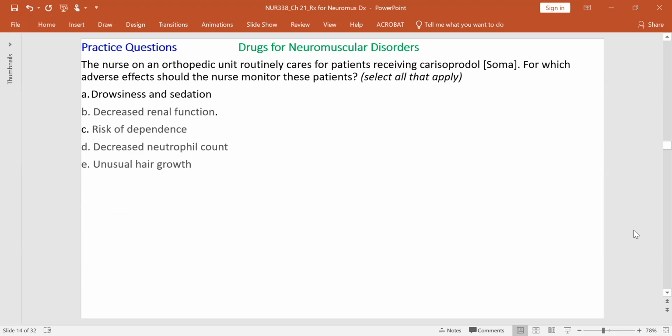Next question: the nurse on an orthopedic unit routinely cares for patients receiving carisoprodol, which is Soma. For which adverse effects should the nurse monitor these patients? Select all that apply.